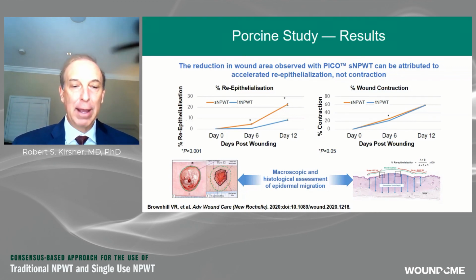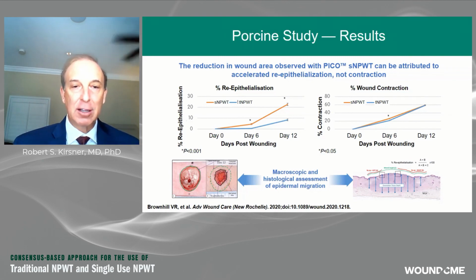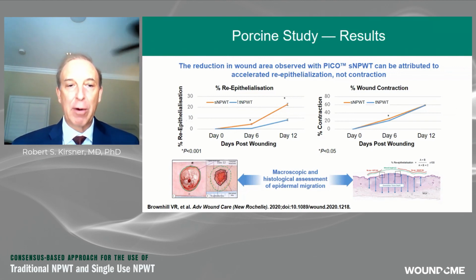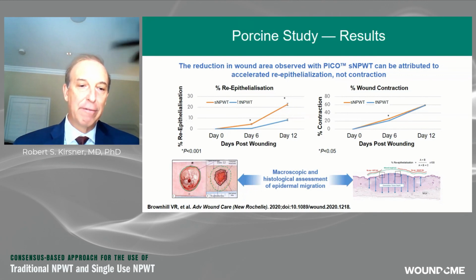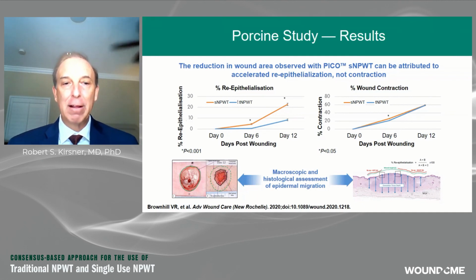In this study in pigs at day 6 and going out to day 12, there was a statistically and clinically significant acceleration of reepithelialization when you use single-use negative pressure devices. You can see this in the photographs shown at the bottom and the histology shown at the bottom as well, confirming this improvement of epithelialization.